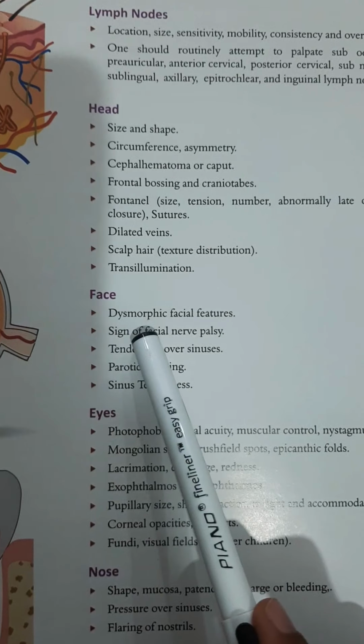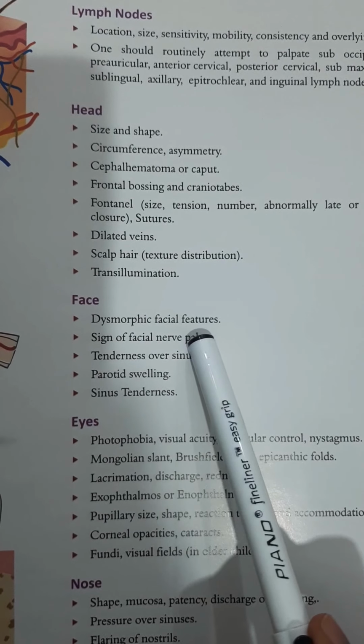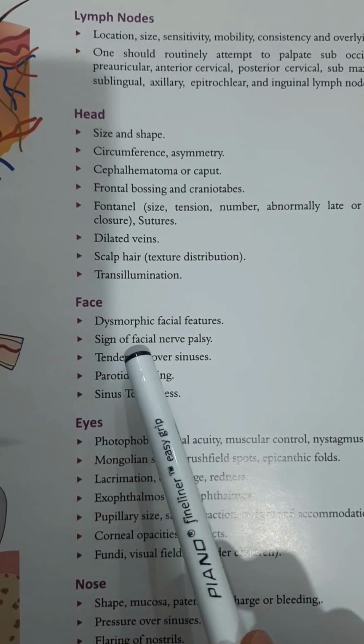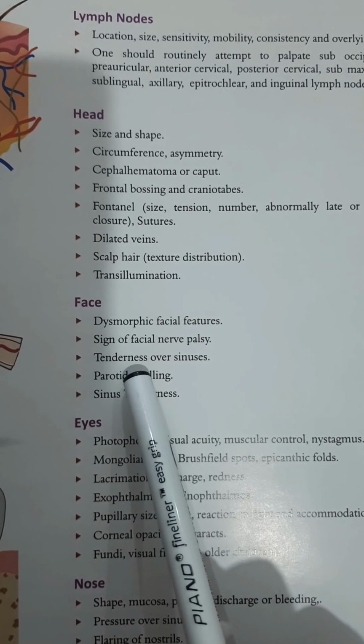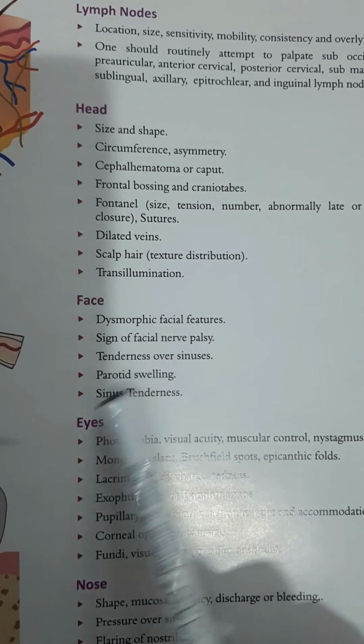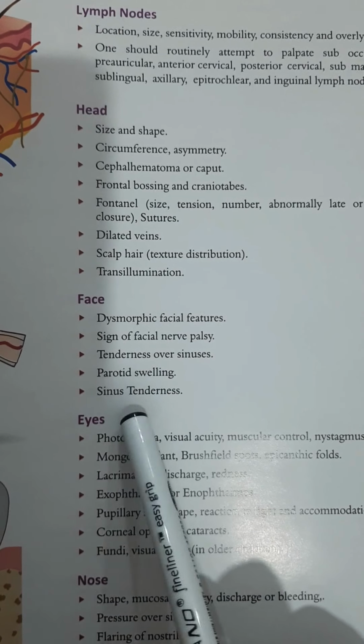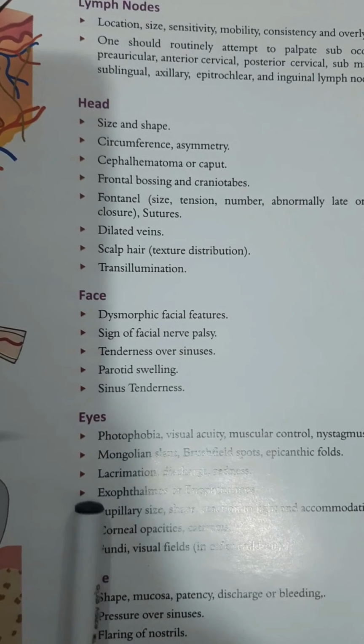Then coming towards the face, dysmorphic facial features can be observed. Signs of facial nerve palsy may be observed on the face. Tenderness over the sinuses may be elicited. Parotid swelling and sinus tenderness have to be checked.